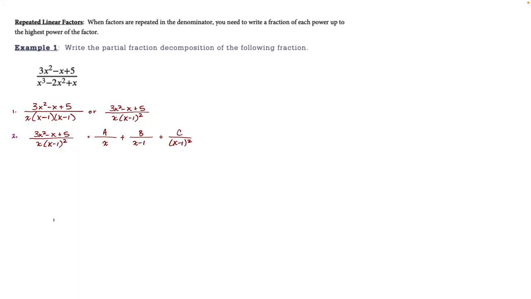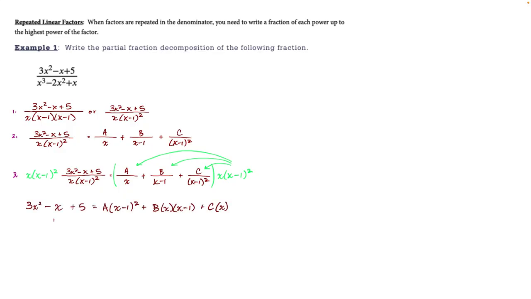So our next step would be to multiply through by a common denominator. That common denominator is going to be x times x minus 1 squared. On the left side, like we've seen before, it's going to completely cancel out the denominator. On the right side, it's going to cancel out select factors of each of those fractional terms. So we get something that looks like this. And as always, on the right side, I like to expand my x minus 1 squared, and distribute the x times x minus 1.